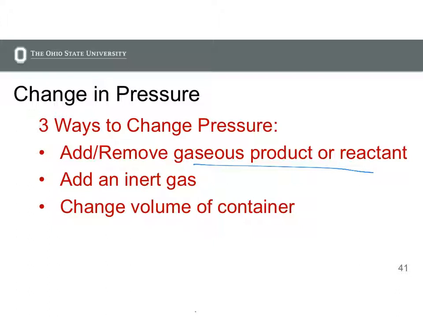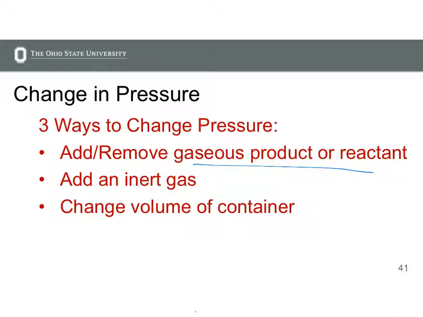Somehow you're able to stick a syringe in the seal and pull out some of the product only, or you're able to add some of the reactant or some of the product, however that may be. That changes the pressure of the system. Anytime you're removing a gas from the system, you're taking away material and therefore lowering the pressure.